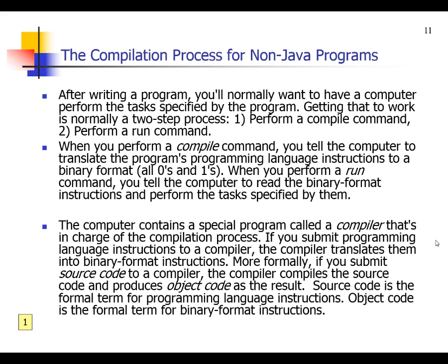All right. When you perform the compile command, you tell the computer to translate it into binary so it can run. The computer uses the compiler to take charge of the compilation process, and it does it two different ways. It takes the source code that you've created and puts it into object code. Object code is the binary code that the computer can run. That's what compilation does.